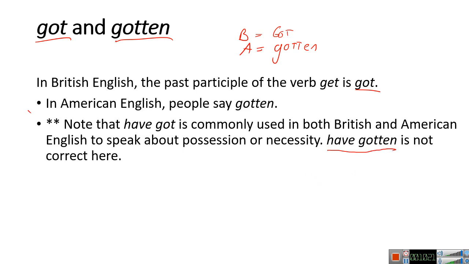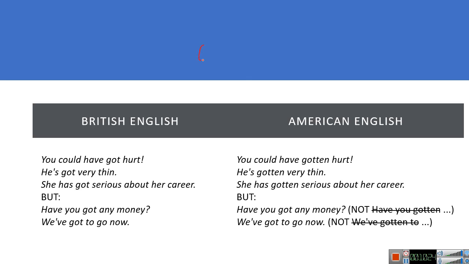Alright, so let's continue. These are some examples of that. So we have here number one, you could have got hard. Now 2, he's got very thin. And 3, she has got serious about her career. Notice how we use got when we're talking about British English. But have you got any money? And we've got to go now. We're going to see that in just a second.